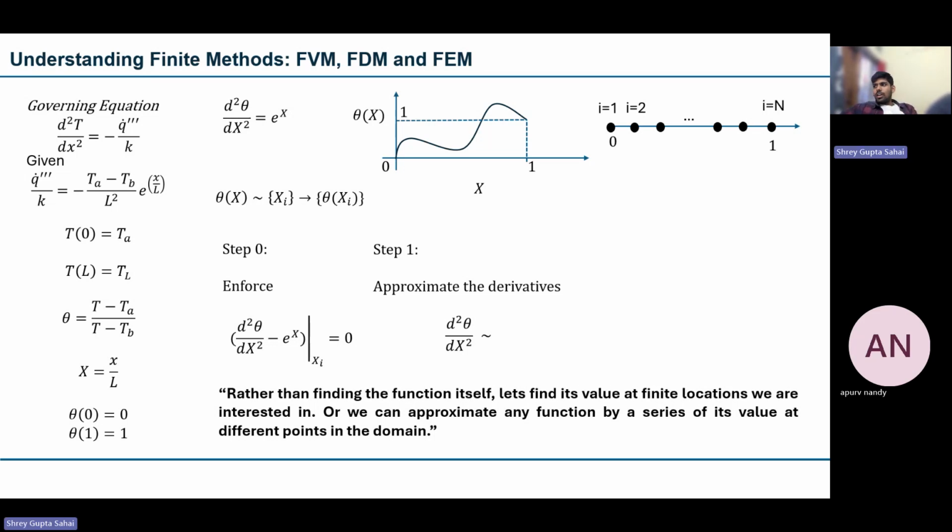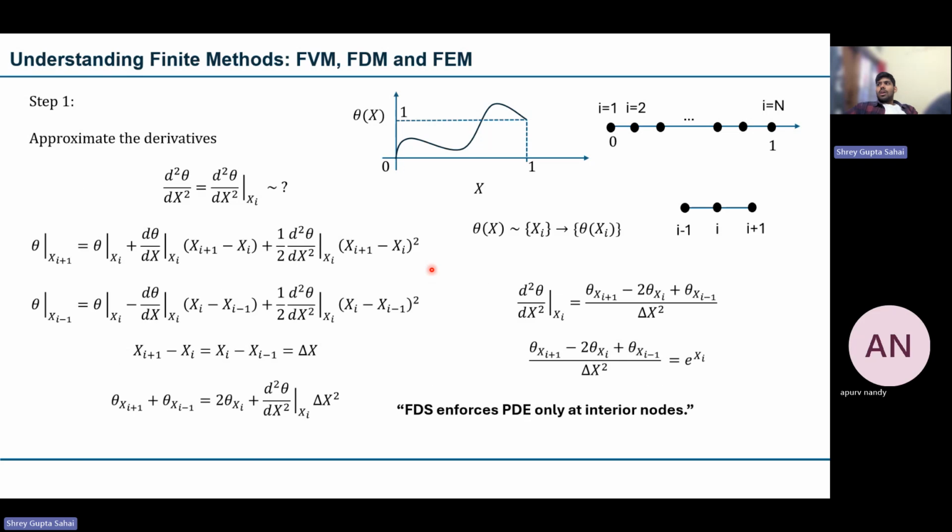So at finite locations, we can approximate any function by a series of its values at a finite number of different points in the domain. That was the essential picture. Taylor series approximation was used to make an approximation of the derivatives, and then we went ahead and enforced it.